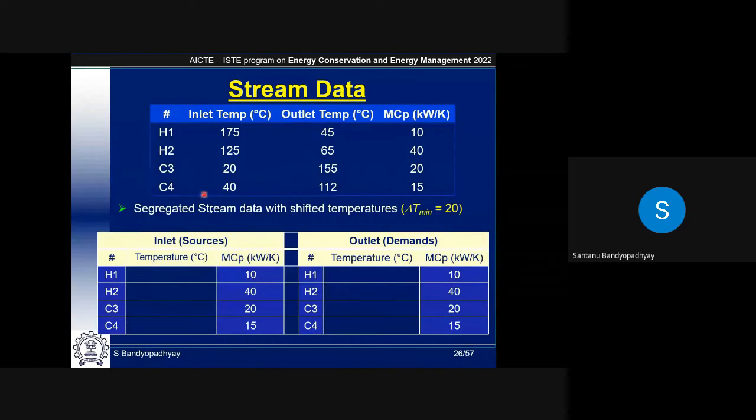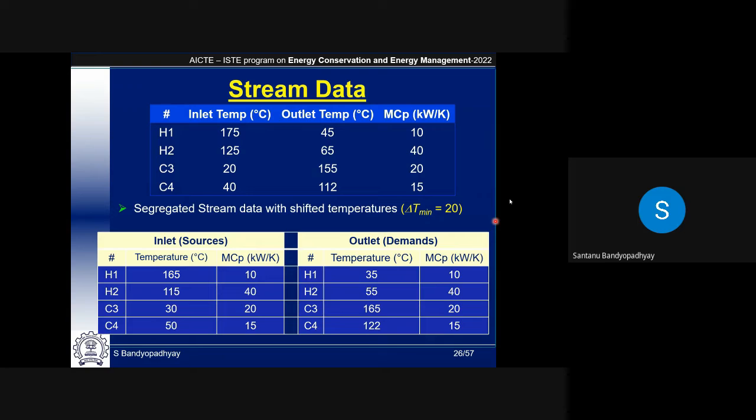So we'll write down all the inlet side here and the outlet side here. But with the transformation, if it belongs to hot, we'll reduce by half of this delta T mean, which is 10 degree. If it belongs to cold, we'll increase by half delta T mean of 10 degree. So the first entry, you can see that it is 175 for H1. You have to reduce 10, it will become 165. Similarly, next entry will be 111. The next entry is a cold stream, so it has to increase. So it will become 30 and 50. Similarly, on the other side, 45 will now become 35, 65 will become 55, 155 becomes 165, and 112 becomes 122. And the MCPs remain same.